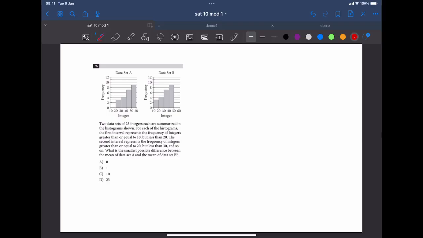Okay, moving on. The second interval represents a frequency of integers greater than or equal to 20, but less than 30, and so on. What is the smallest possible difference between the mean of dataset A and the mean of dataset B?